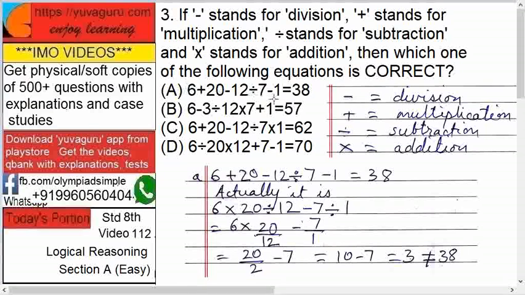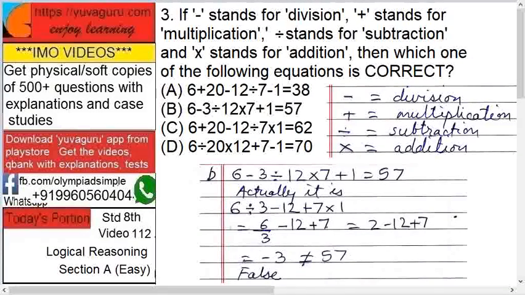So our equation A is given over here. What is it actually then? See here, it is like this. 6 into 20 divided by 12 minus 7 divided by 1. Follow the BODMAS rule. So 6 into 20 upon 12 minus 7 upon 1. That is 10 minus 7, which is 3. 3 is not equal to 38. So this statement is false.